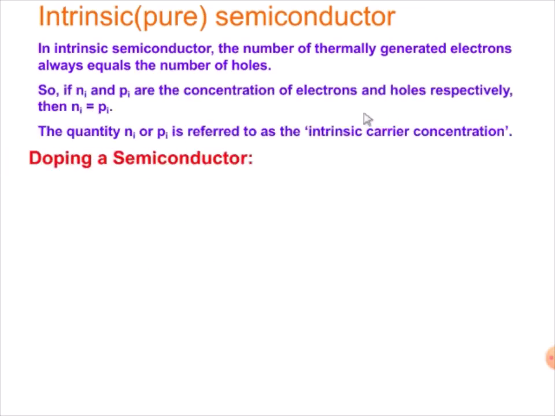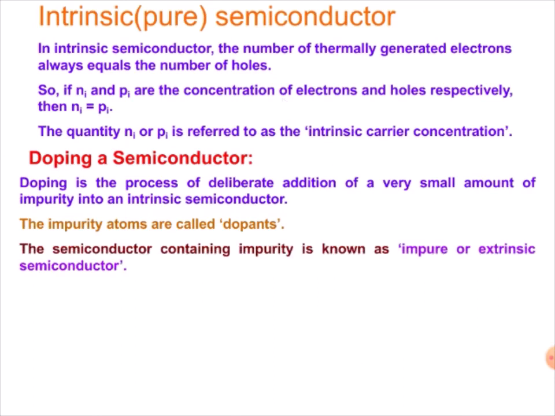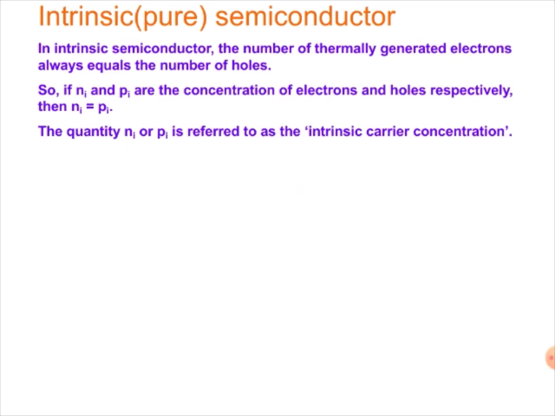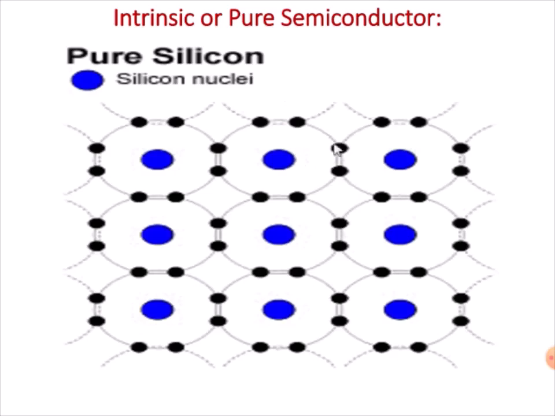Now in the intrinsic semiconductor, the number of thermally generated electrons is always equal to the number of holes. If you go back to the previous slide, you will see these electrons are held in covalent bonds. One silicon atom has 4 electrons in its outermost shell, that means the valence shell. The remaining atoms have covalent bonds from the neighboring atoms.